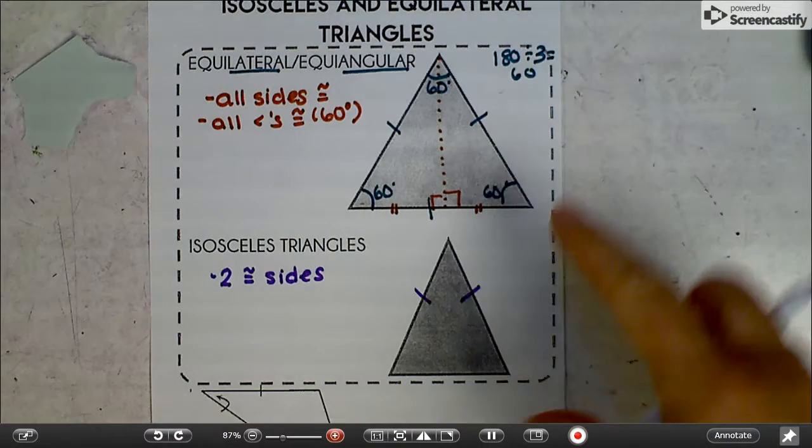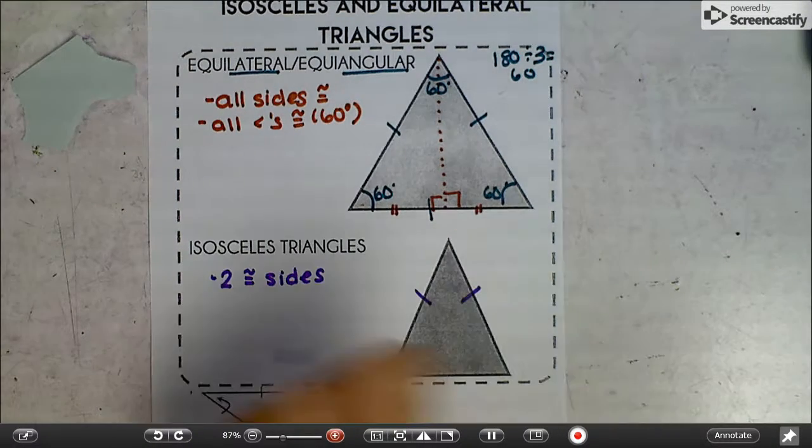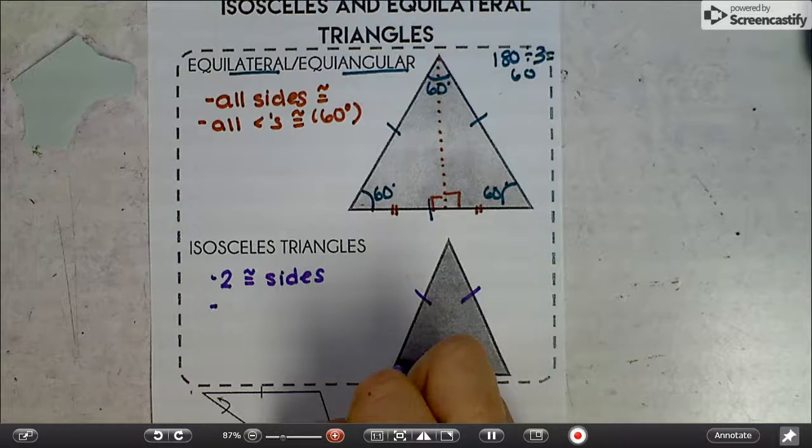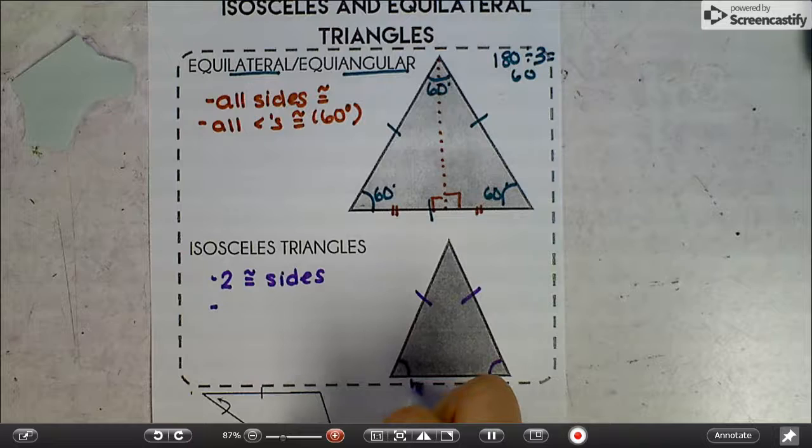And it's not always going to be facing up. So you might have an isosceles triangle sideways. It doesn't matter as long as you keep an eye on those. In an isosceles triangle, there are also two congruent angles. Those angles are called base angles.